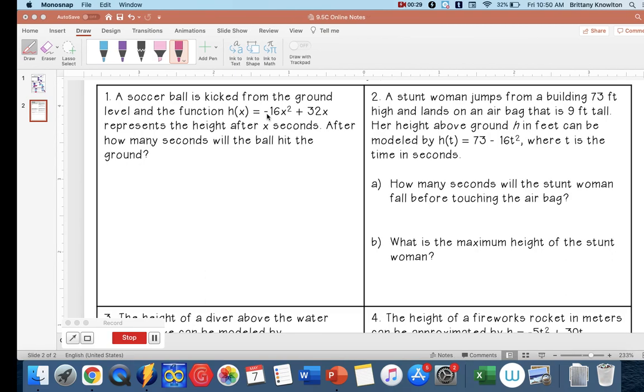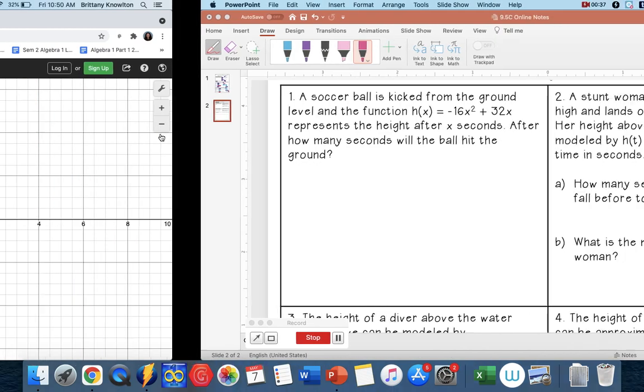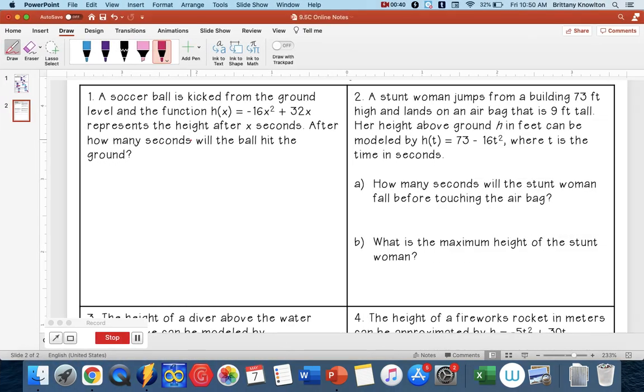So I'm going to go ahead and type this in. So I have y equals negative 16x squared plus 32x. And I want to know after how many seconds will the ball hit the ground. So I want to know after initially kicking, when is it going to land again? And remember, that's always on our x-axis. It's going to be our x-intercept, that second one, of when it's going to land.